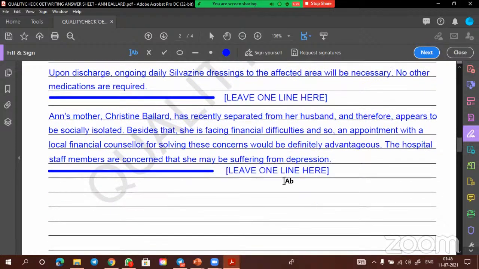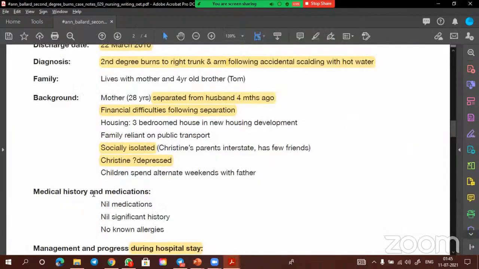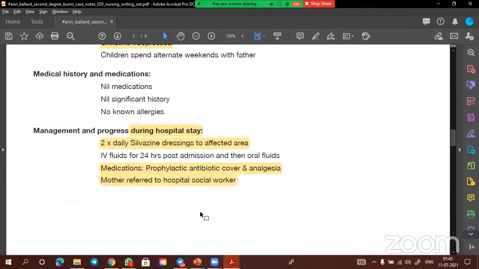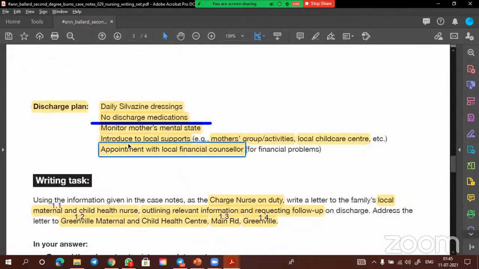Right. Next one. Now we are going to the discharge plan for the mother. All right. Now let us see the discharge plan for the mother. Now here, monitor mother's mental health. Monitor mother's mental state. State, you can change it to condition. Mental can be changed into psychological. So whatever it is.